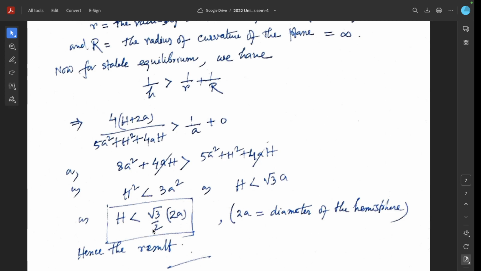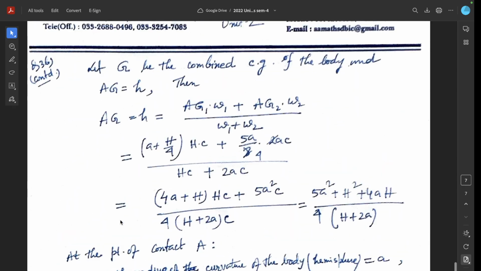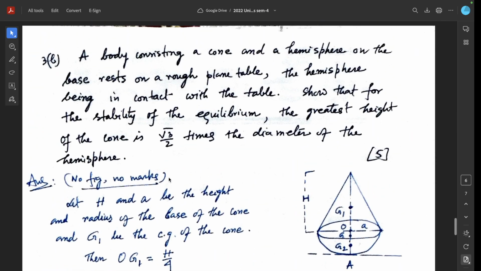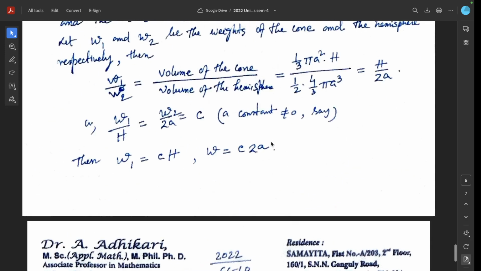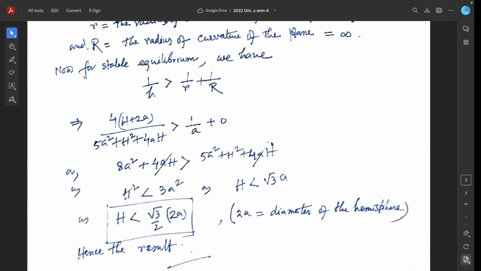Actually, we multiply and divide by 2, then twice a is the diameter. In the given question, it is root 3 by 2 times the diameter of the hemisphere. So we write here H is less than root 3 by 2 into 2a, where 2a is the diameter of the hemisphere. Hence the result.